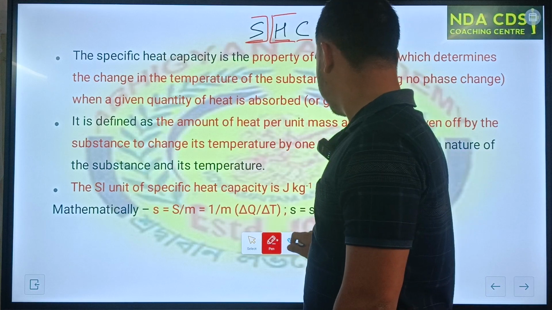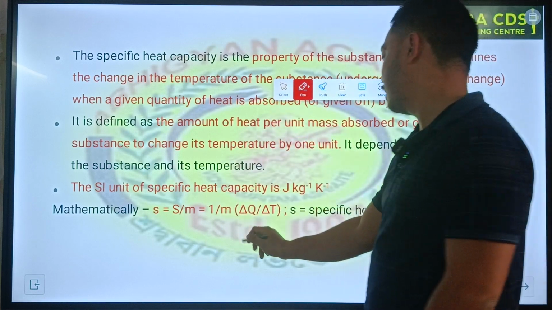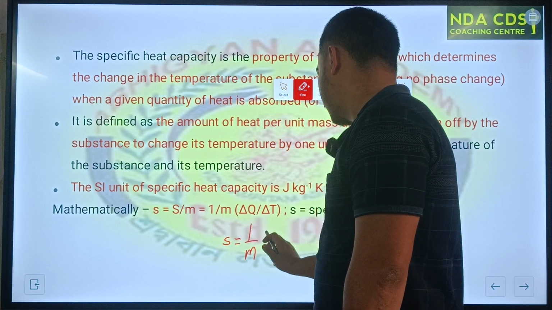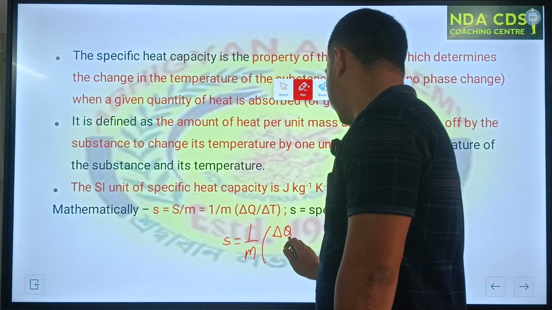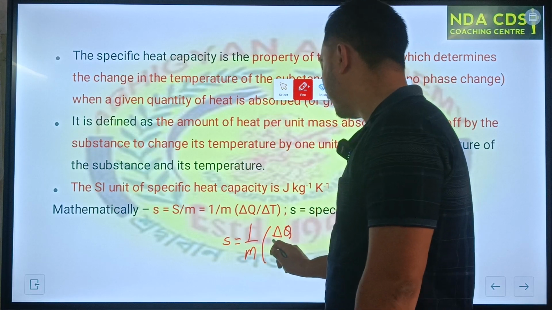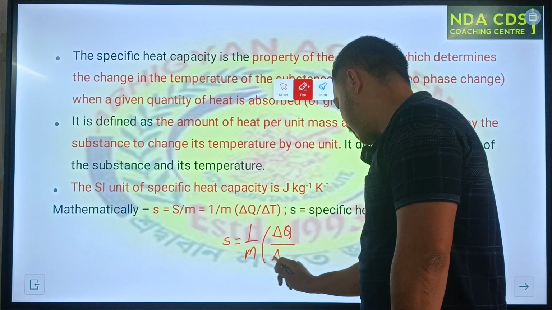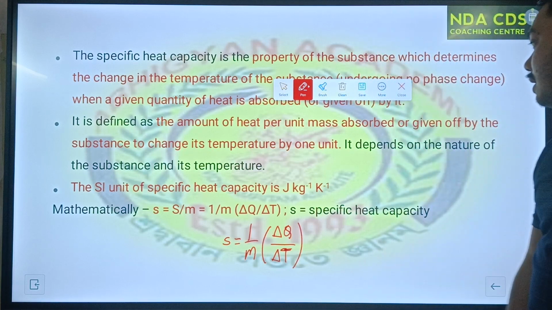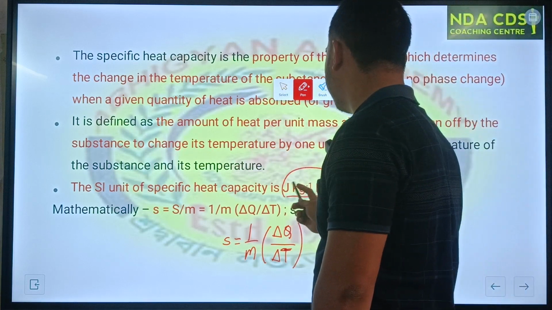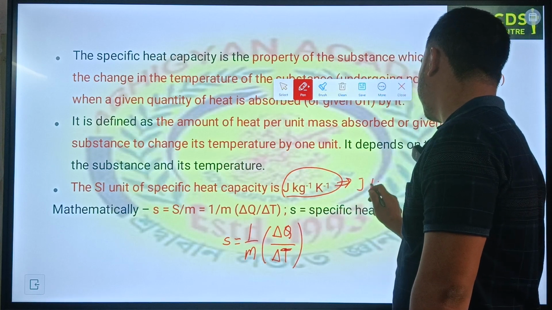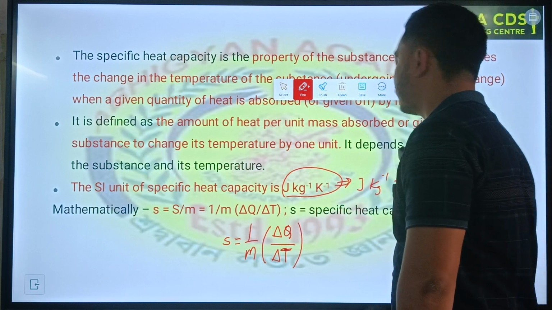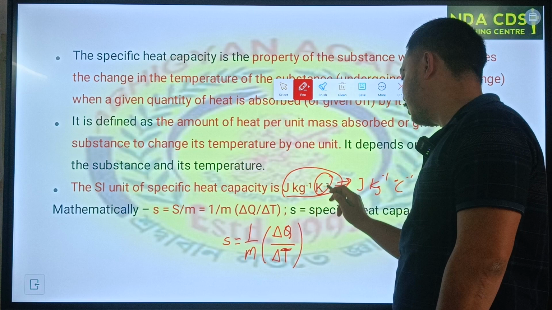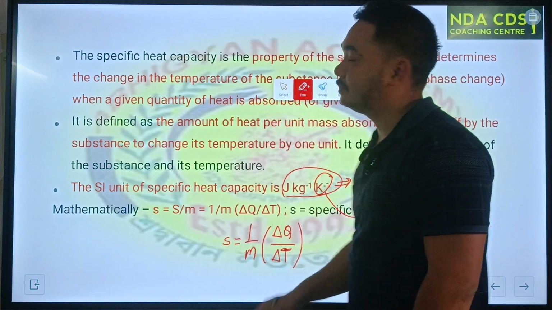Understood? The formula is given by this one. Small s equals the amount of heat divided by mass times the change in temperature. The SI unit is joule per kilogram per Kelvin. Sometimes they will also give it in joule per kilogram per degree Celsius. It's the same thing. In SI units, we sometimes keep changing between Kelvin and Celsius. Fine.